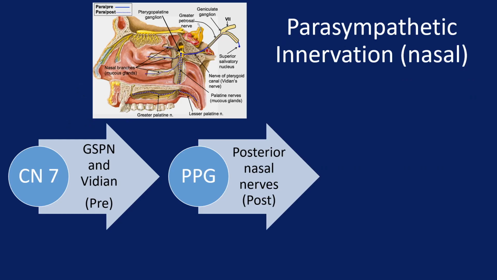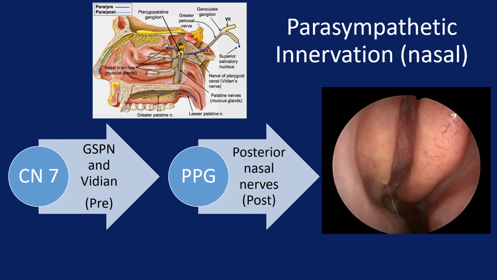All right, so no, you guys don't probably have to know this, but figure we might as well go over it, because when else will you hear about it? So the parasympathetic innervation of the nose comes from the facial nerve. So there's the greater superficial petrosal nerve and the vidian that supply fibers to the pterygopalatine ganglion. That then, so there's a synapse there, and then you get posterior nasal nerves that supply the nasal mucosa.